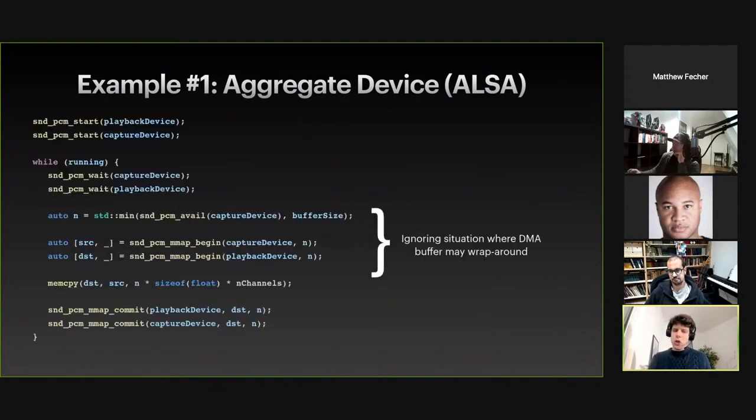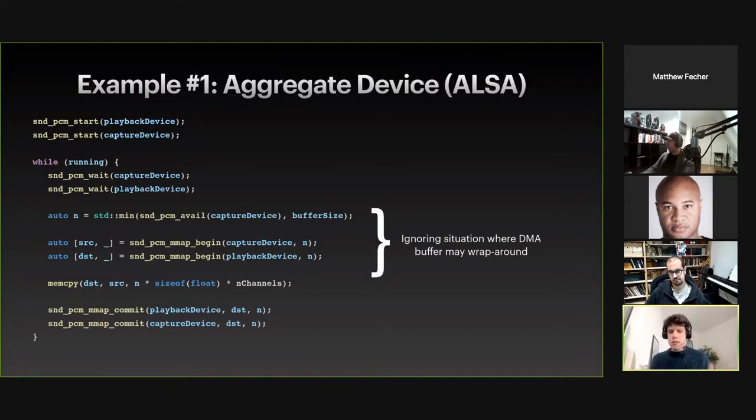Now, in code, it's very simple. You see, we're just starting both devices. Then we call wait on both devices. And just to be clear, let's say you wait on the capture device, right? But the playback device has a full buffer available before the capture device has a full buffer available. That doesn't matter because we'll wait until the capture device has a full buffer available. Now we go to the playback device. The playback device already has a full buffer available. So that second wait will just be a no-op.